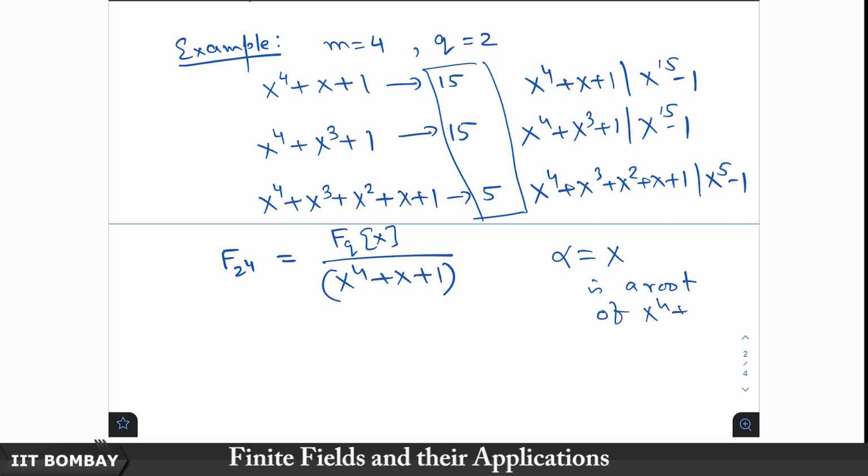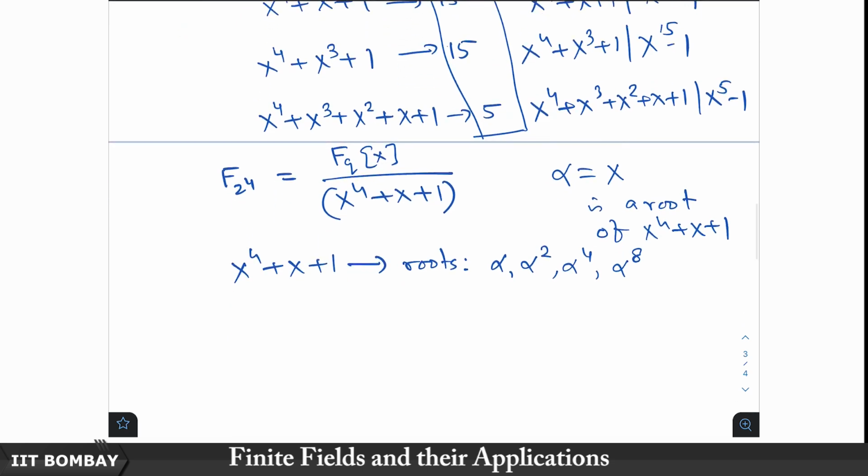x^4 + x + 1, right. So, the other roots of x^4 + x + 1 are alpha, alpha squared, alpha^4 and alpha^8. These are the conjugates of alpha, and this whole set are the roots of this polynomial.